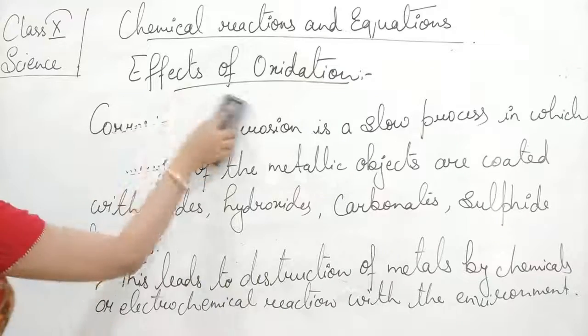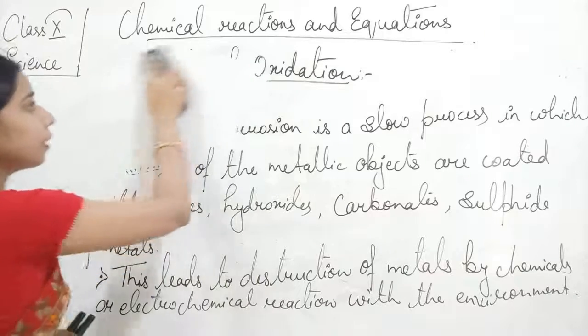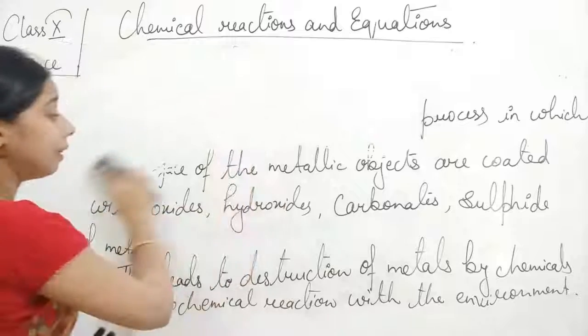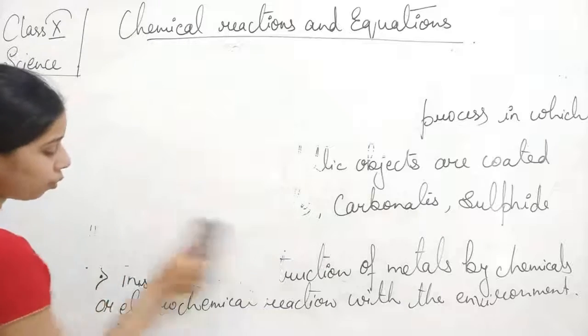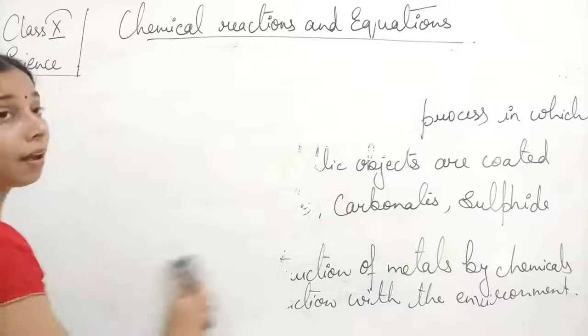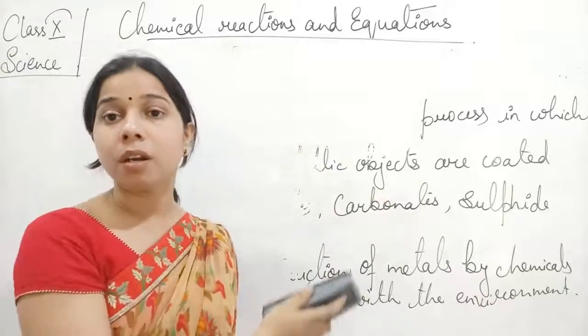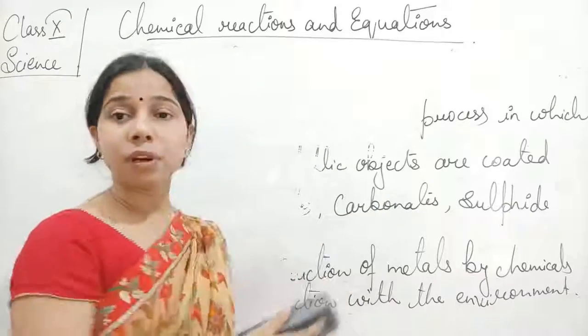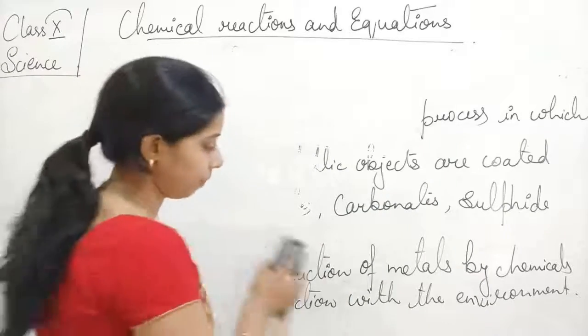Now we can understand the process of corrosion with the help of examples, and then we will also see how corrosion happens in iron as well as in silver and in copper.